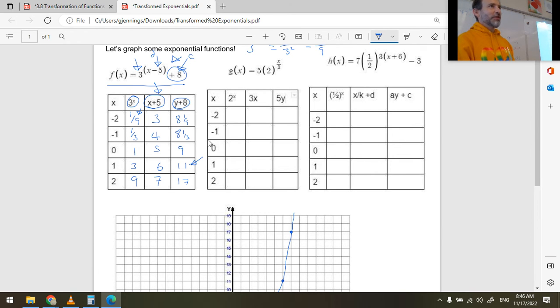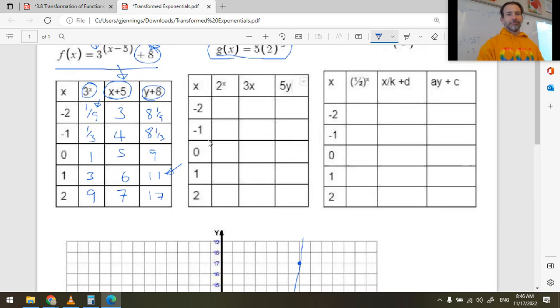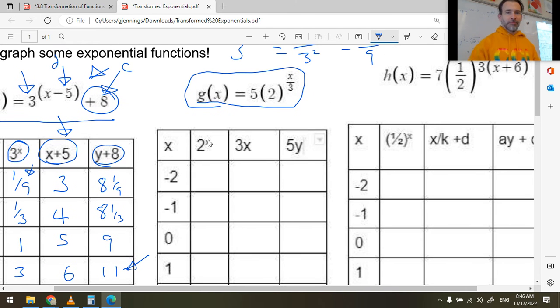All right, shall we take a look at another example? Okay, let's look at another example together, and then I'll give you some time with the final example. What's my parent function here for g of x? Oh, it's 2 to the x. So we'll think about 2 to the x as my parent function.